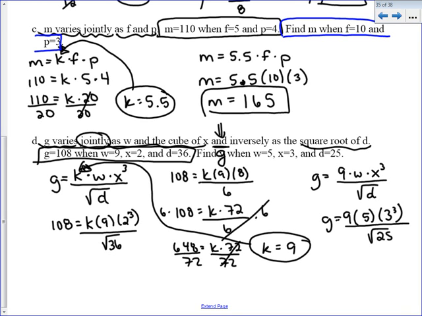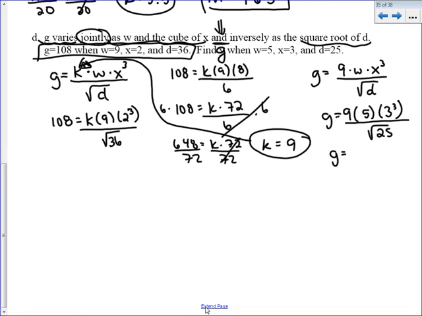And again, it's just a matter of simplifying. You could really put that in your calculator all at once, but I might recommend numerator and denominator separately. Let's go: 9 times 5 is 45, times 3 cubed, which is 27, divided by the square root of 25, which is 5. I'm just going a little bit at a time, simplifying.